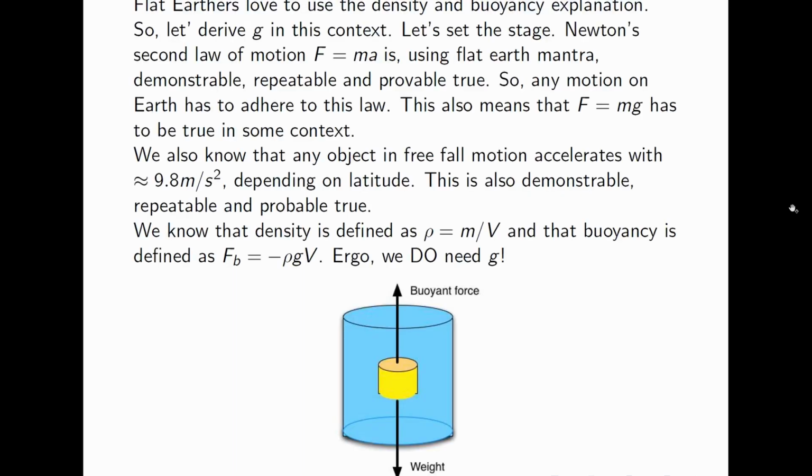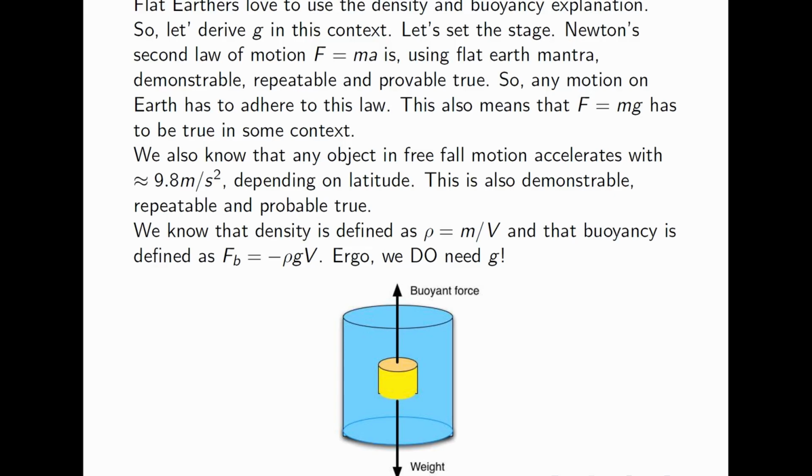So, like I said, flat earthers love to use the density and buoyancy explanation for whatever reason. I'll say I do think I have an idea why they are so much in love with this particular explanation, especially density, but I'll get back to that later on. So I thought, well, let's derive g in this context and let's set the stage for this.